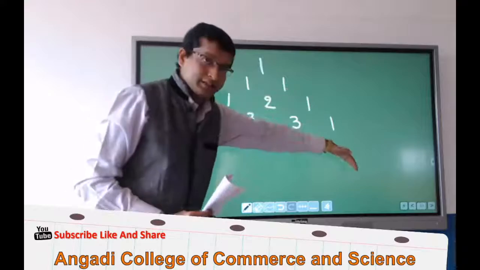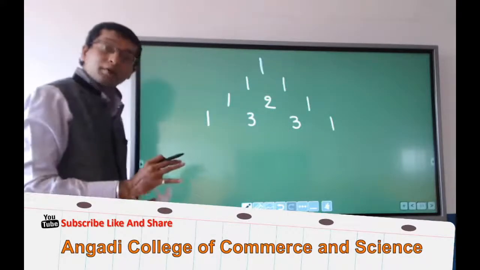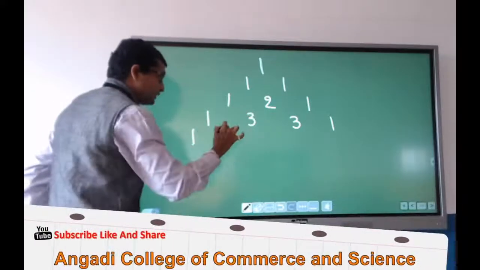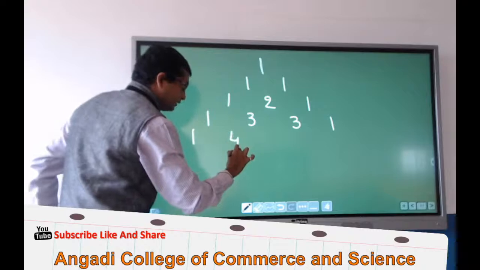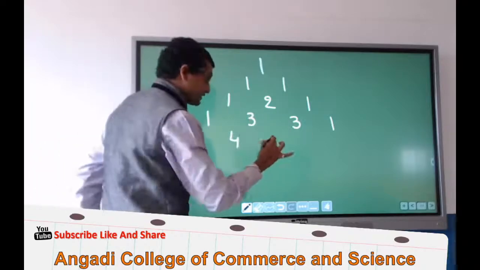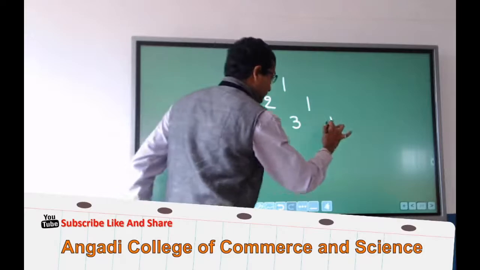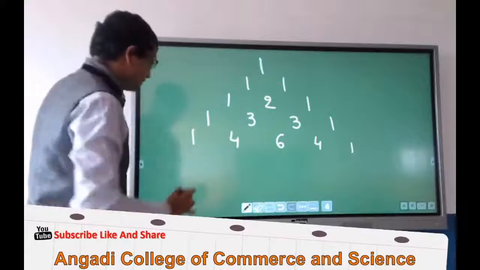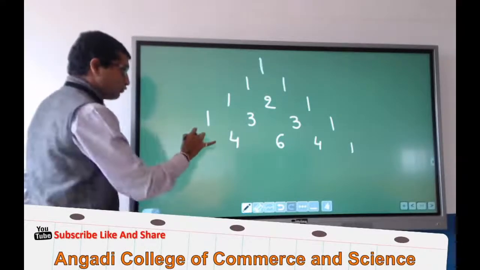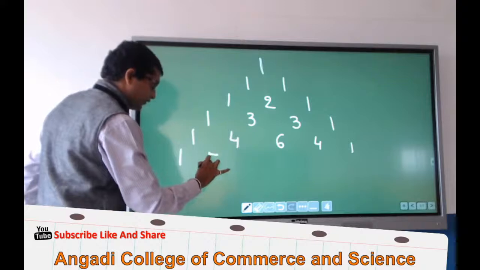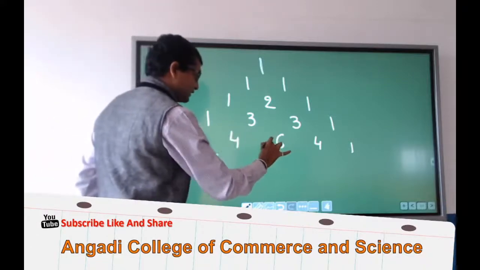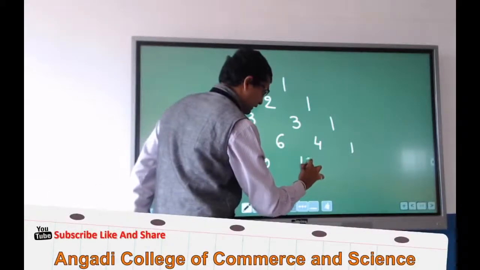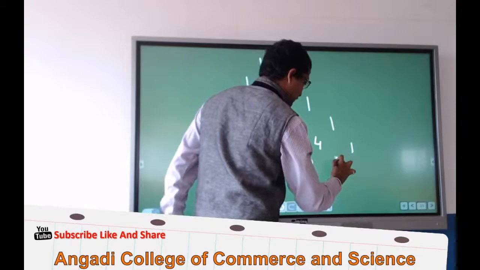Similarly, it goes like this. In the middle, all these numbers we have to add. As per the rule, I write a 1. 1 plus 3 is 4, I write it in the middle. 3 plus 3 is 6. Here I write 3 plus 1, 4, and then 1. Further I continue this. This is 1. 1 plus 4 is 5. 4 plus 6 is 10. 6 plus 4 is 10. And 4 plus 1 is 5.